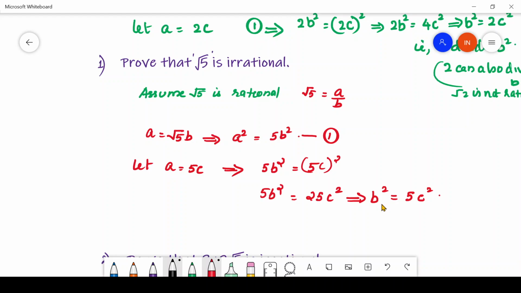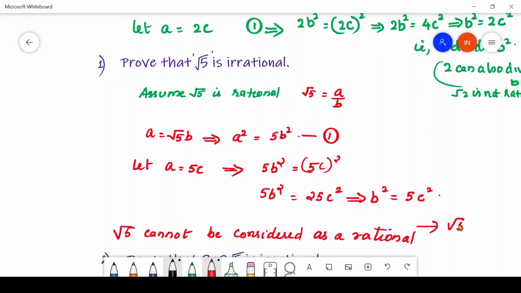Okay, so we can say as a conclusion, root 5 cannot be considered as a rational number. That means what root 5 is? Irrational, right? Root 5 is irrational. So I hope it is clear.